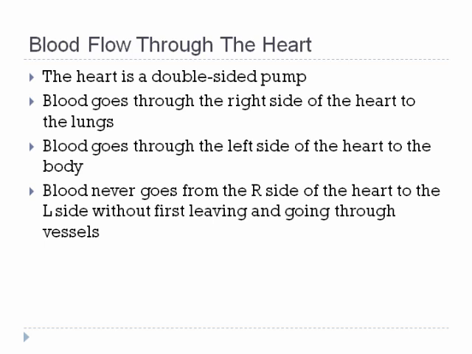Blood never goes from the right side of the heart to the left side of the heart without first leaving the heart and going through blood vessels. So blood never goes from the right atrium to the left atrium. Blood never goes from the left atrium to the right atrium. It will go from the right atrium to the right ventricle and out. It'll go from the left atrium to the left ventricle and out. But blood flows through each side of the heart to be circulated.